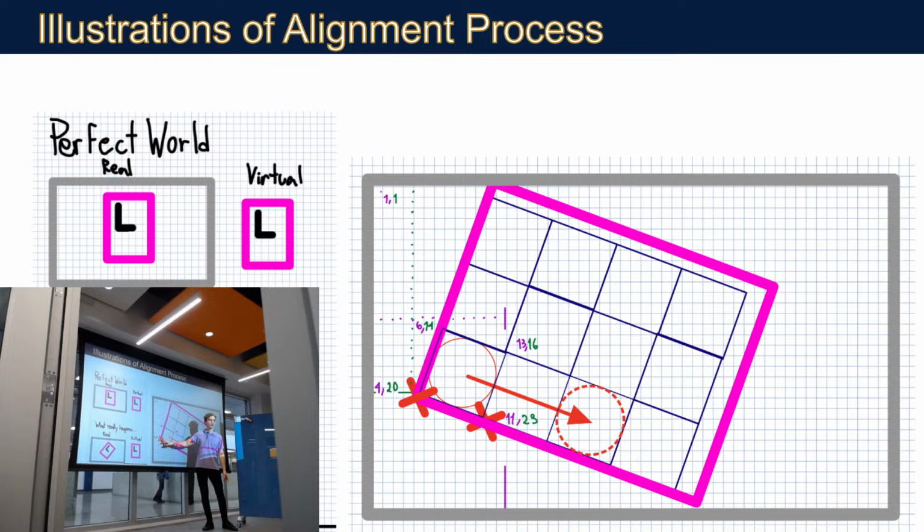I first go to a corner of the container. The pink thing represents the container. So I go to a corner of the container. I select a corner. Then I move. You're going to see, after this slide, you're going to see better.